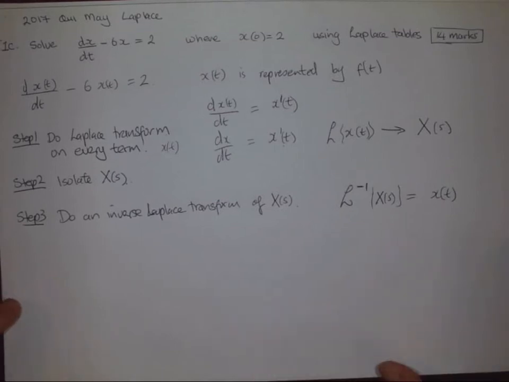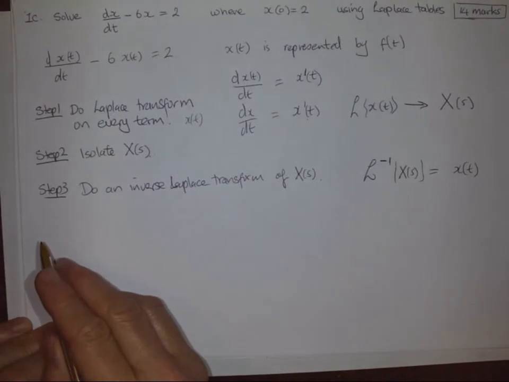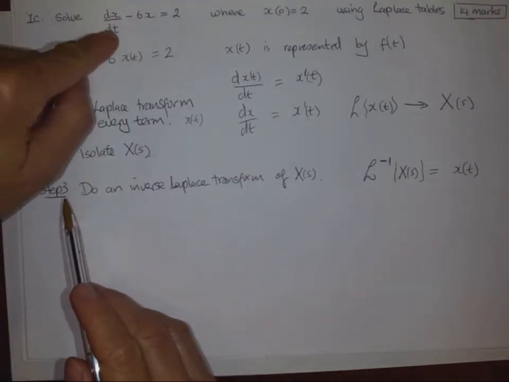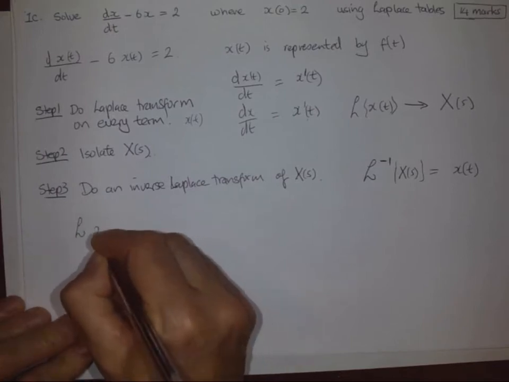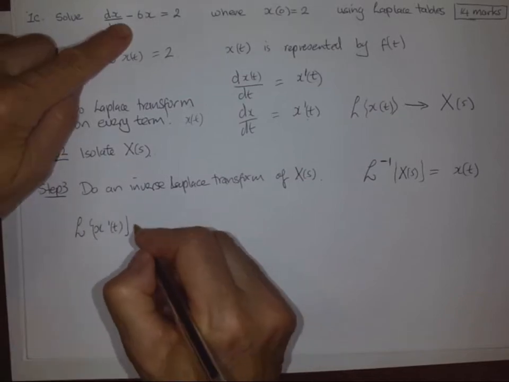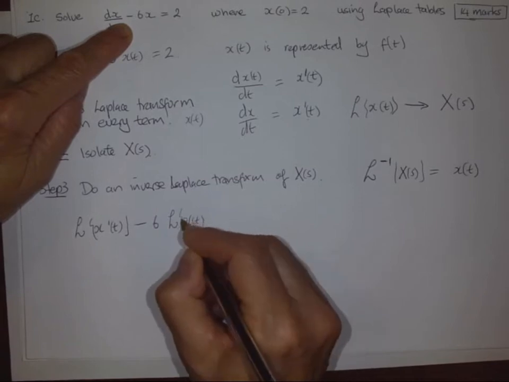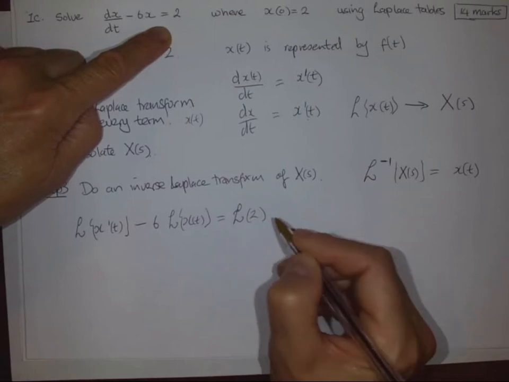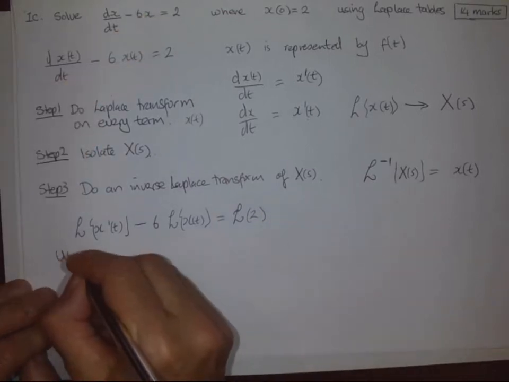Okay, so part 1 then, or step 1, let's Laplace the whole equation. So rather than call this dx/dt, I'm going to call it x dash t. So we have to do a Laplace transform on x dash t minus 6 times the Laplace transform on x of t equals the Laplace transform on 2. Okay, so these you have to go straight to the tables, right?